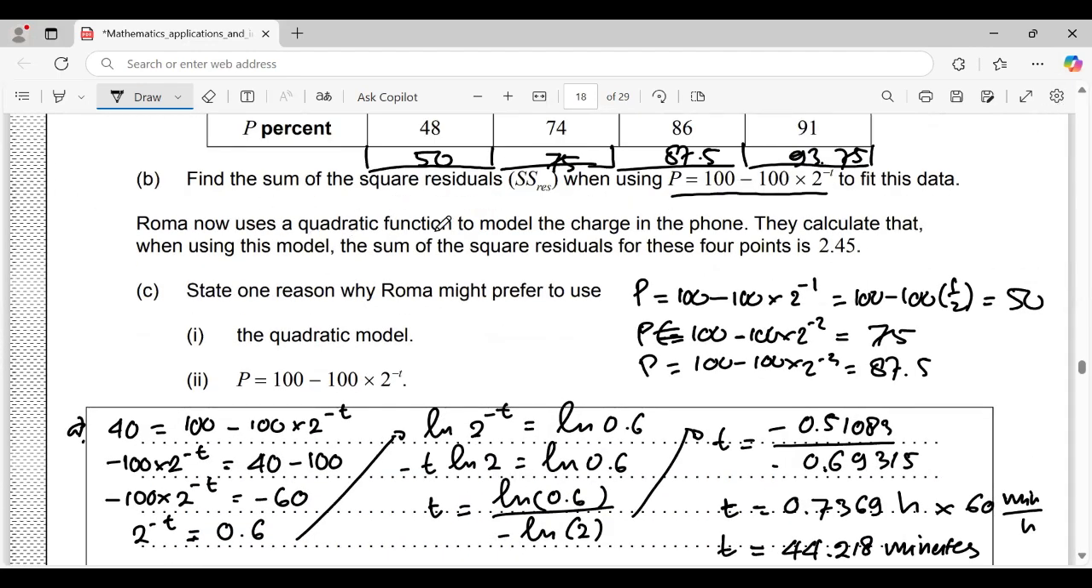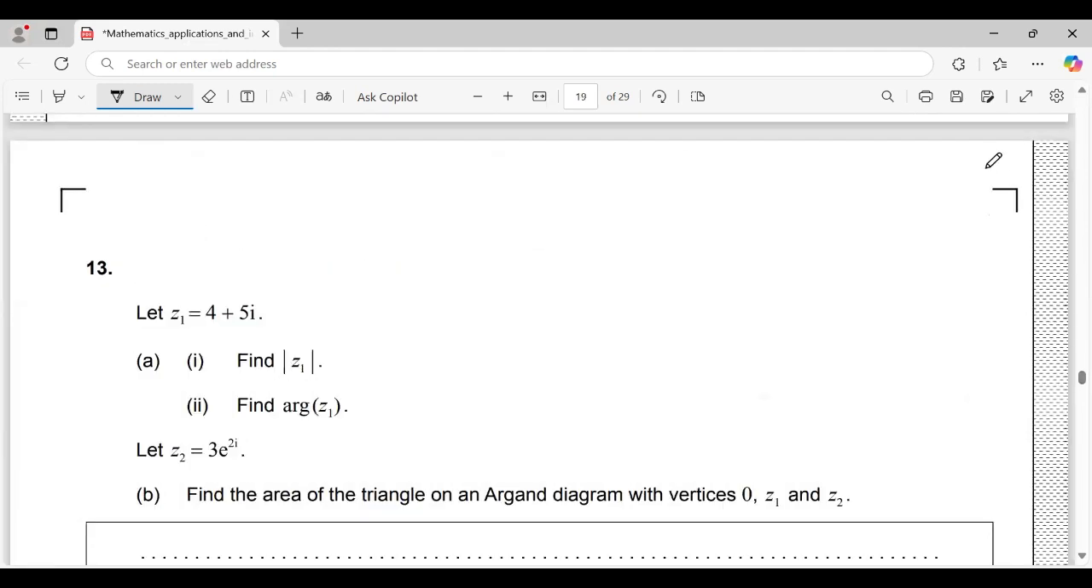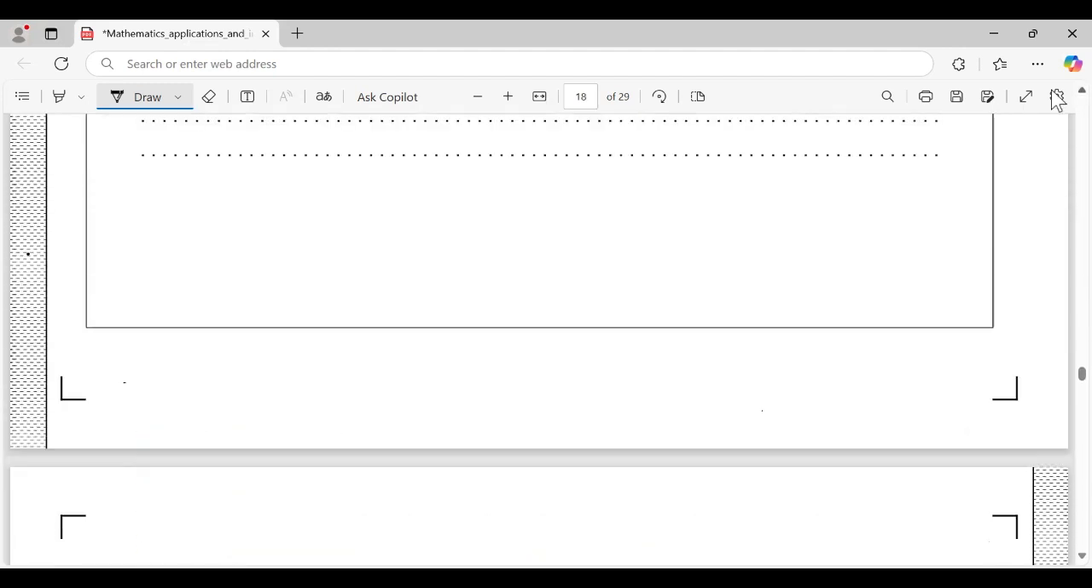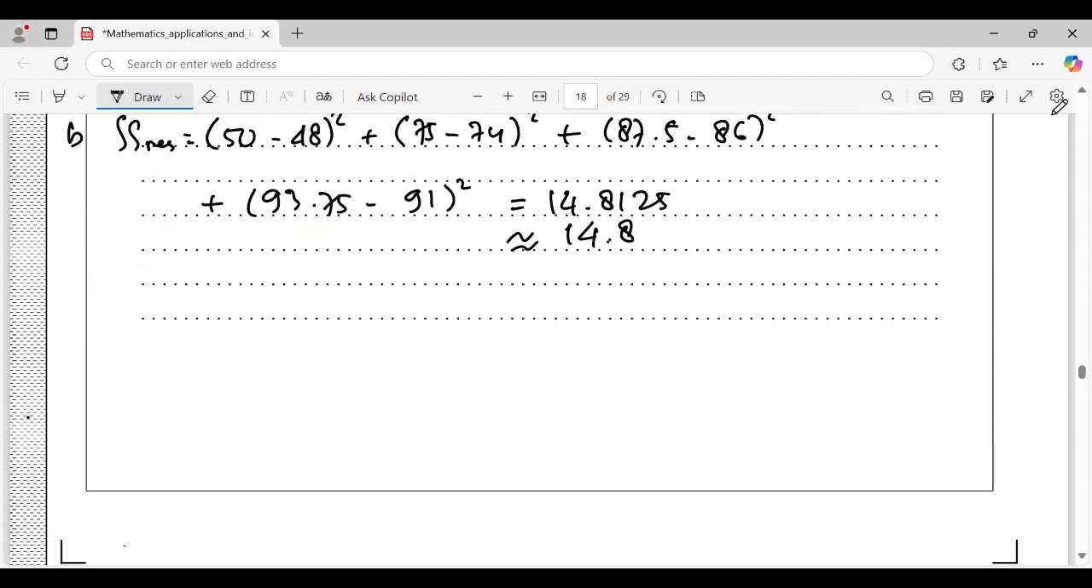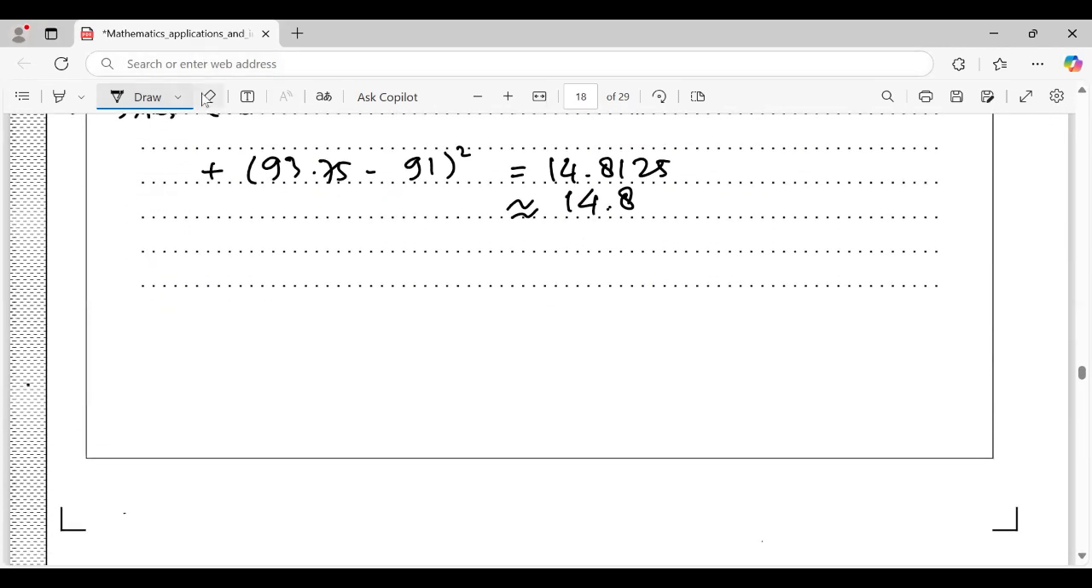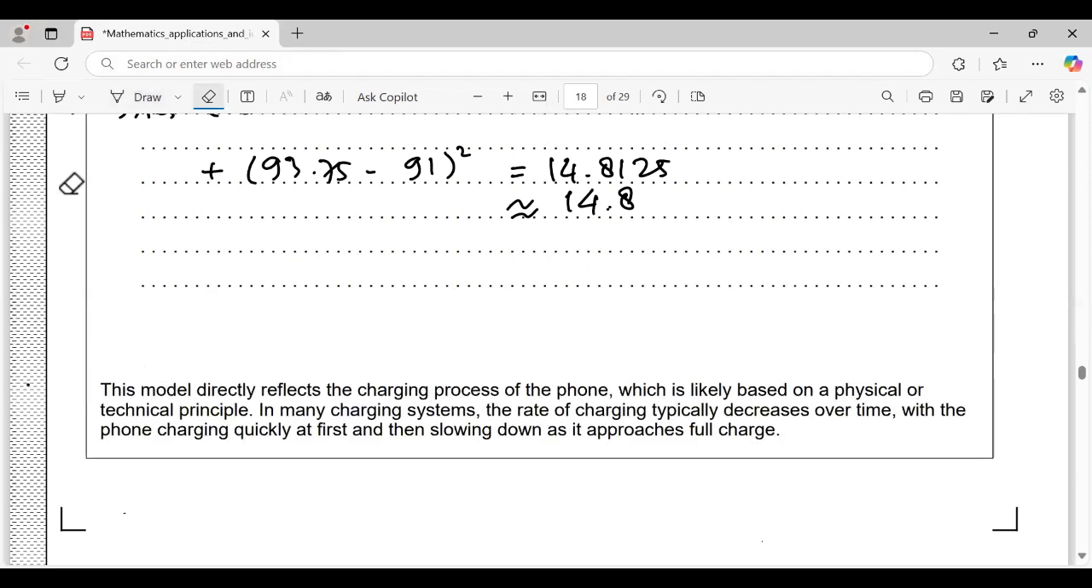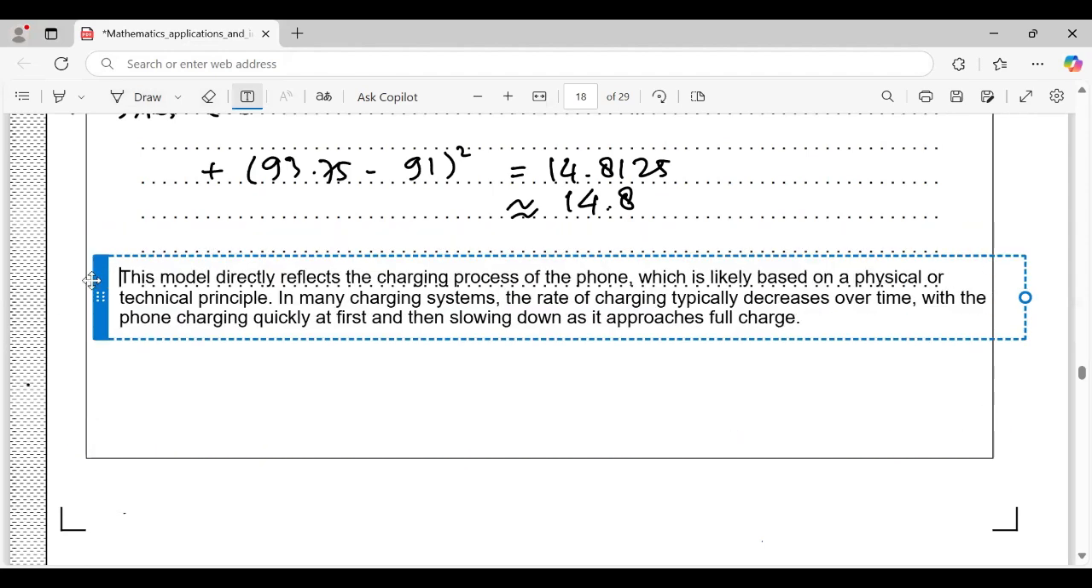Roma now uses a quadratic function to model the charge in the phone. They calculate that when using this model, the sum of the square residuals for the 4 points is 2.45. State one reason why Roma might prefer to use the quadratic model. I have provided my explanation about this right here. This is my explanation.